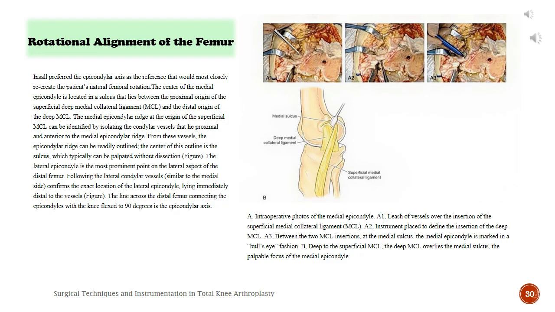A1. Leash of vessels over the insertion of the superficial medial collateral ligament, MCL. A2. Instrument placed to define the insertion of the deep MCL. A3. Between the two MCL insertions, at the medial sulcus, the medial epicondyle is marked in a bullseye fashion. B. Deep to the superficial MCL, the deep MCL overlies the medial sulcus, the palpable focus of the medial epicondyle.